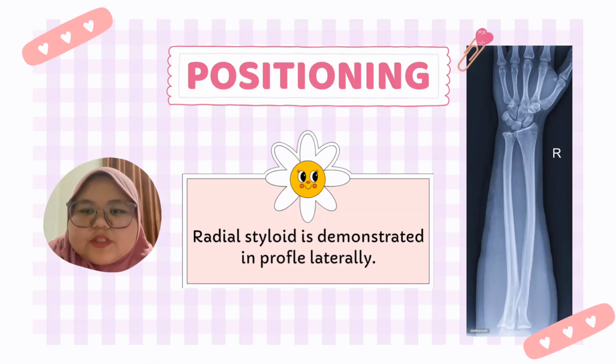First and foremost, we will start with the positioning. Positioning has 5 criteria. The first one is the radial styloid is demonstrated in profile laterally. As we can see in the radiograph that I circled there, the radial styloid process is in profile laterally.